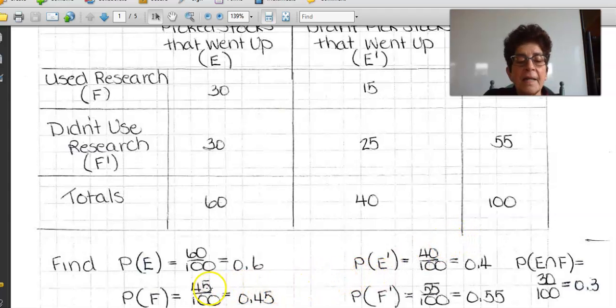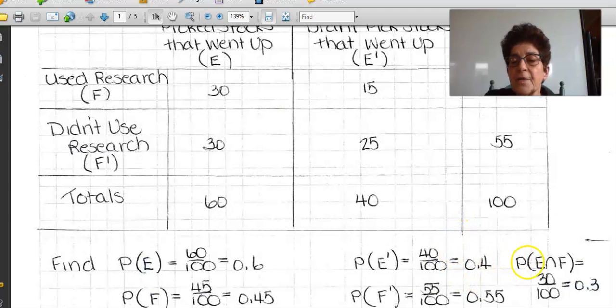Event F is the probability that the broker used research, and you can see here that we have 30 plus 15 or 45 brokers who used research out of 100, for a probability of 0.45 that we pick someone who used research at random. And likewise, the probability that a broker didn't use research, that's the probability of not F or F complement, there's 30 plus 25 of those, or 55 brokers who didn't use research, for a probability of 0.55.